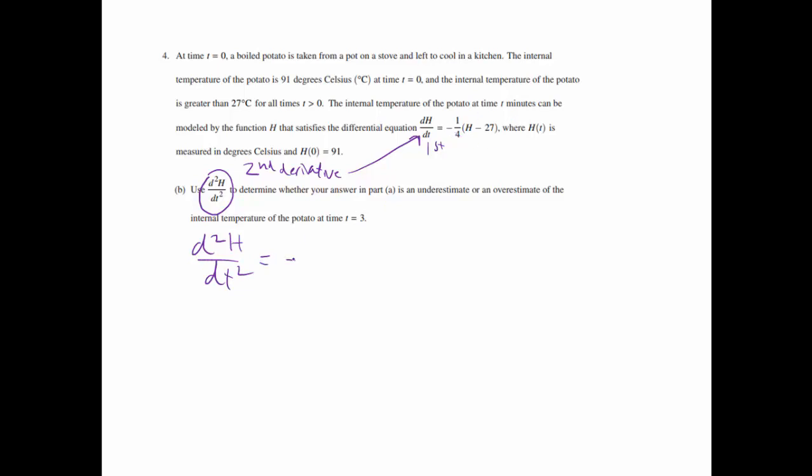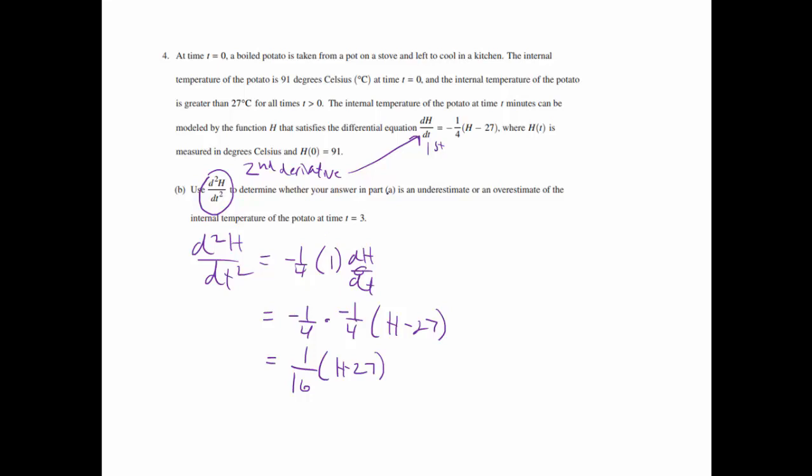Negative 1/4 is a constant, so it's just going to tag along in the problem. The derivative of h minus 27 is going to be 1, but since this is with respect to time, we also have to include the dh/dt. Now we're not quite done because this is dh/dt. Well, I already know what dh/dt equals, so this will be negative 1/4 times dh/dt, which is negative 1/4 (h minus 27). If I simplify that even more, it will be 1/16 (h minus 27). All right, this is the second derivative.